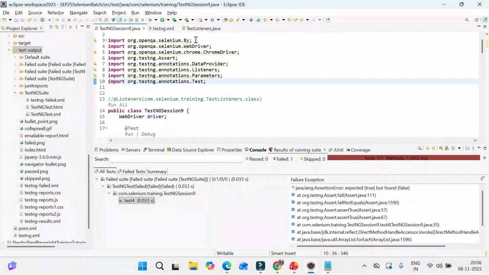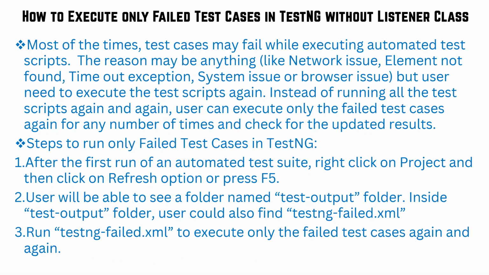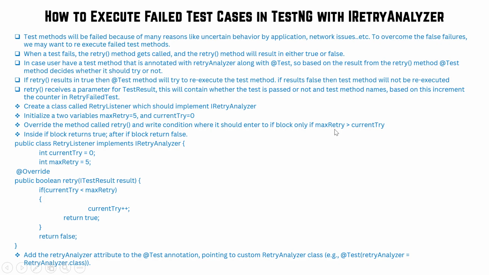So what is the way I can do it? Using some listeners through an automated approach. In the previous part you already saw how to execute only failed test cases in TestNG without a listener class. Now we'll see how we can execute only failed test cases using a listener class. The listener class we will be using is called IRetryAnalyzer.